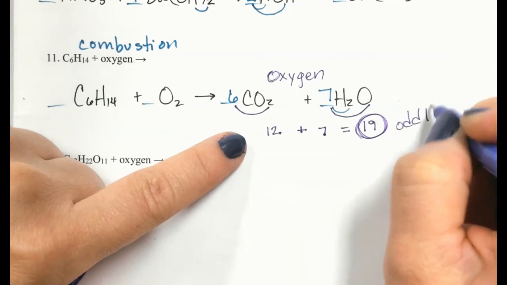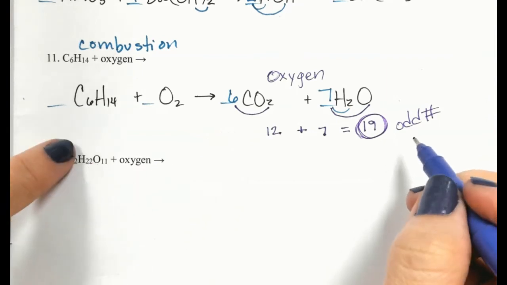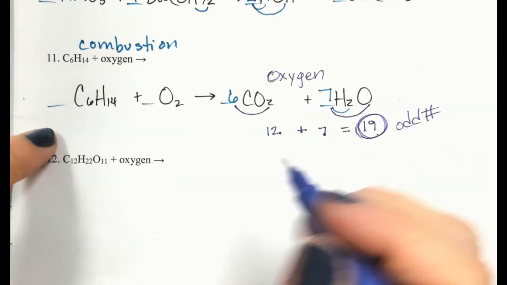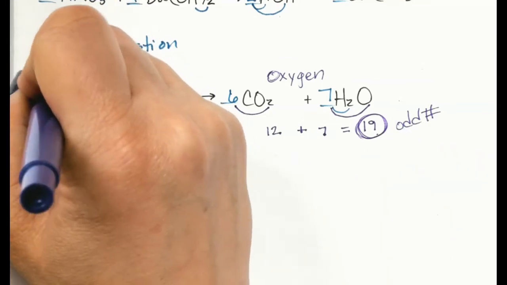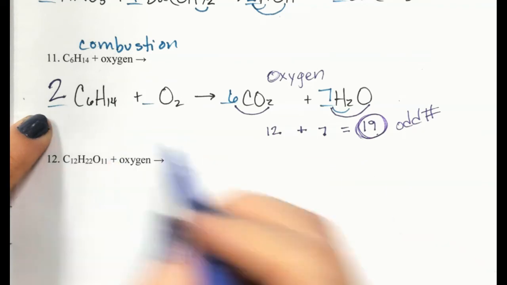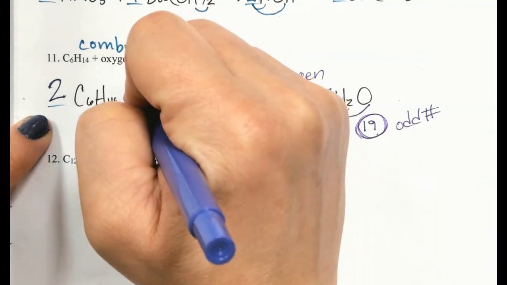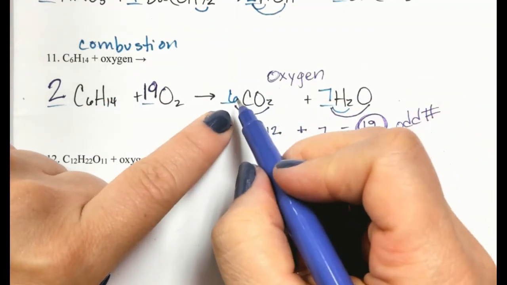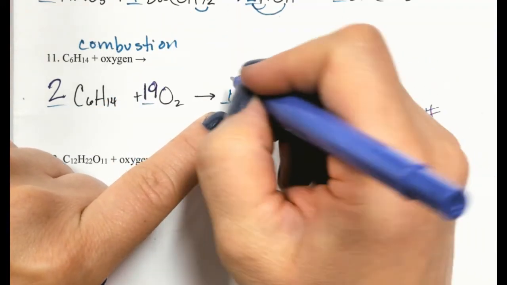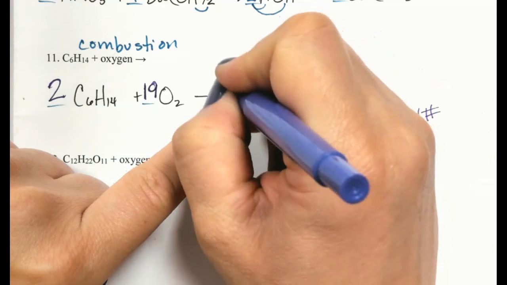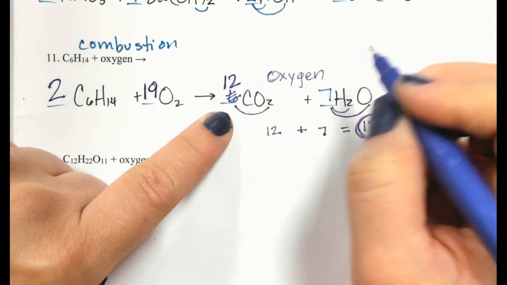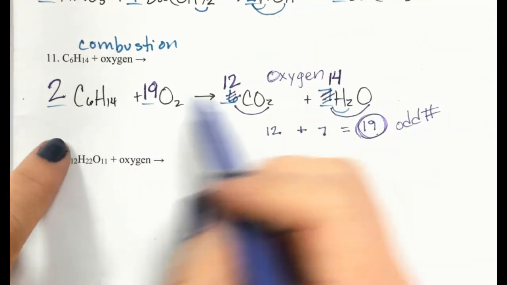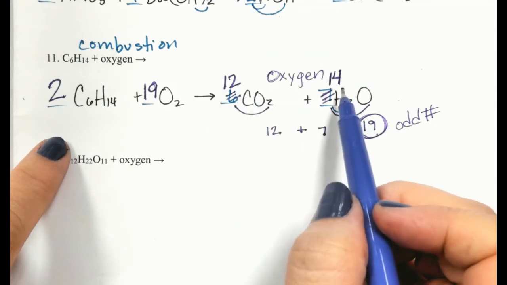Because this is an odd number of oxygens, there's something very special that we're going to do to balance this equation. This odd number means I'm going to put a 2 here in this blank. I'm going to put that odd number here in this blank. And then I have to double both of these coefficients. So 2 times 6 is going to be 12. And 2 times 7 is going to give me 14. And now that I've done that, we have 2, 19, 12, and 14.